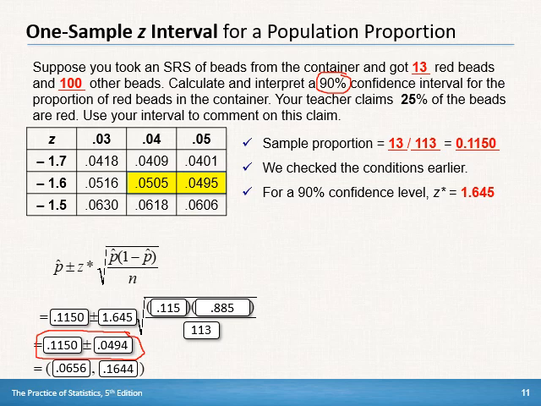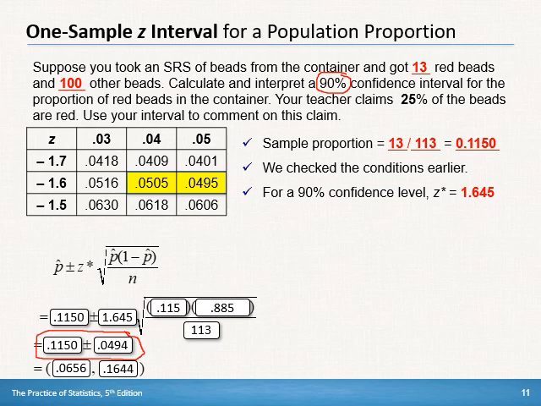So the margin of error in this case is 0.0494, but you don't want to leave your answer like that. You want to leave it as an interval, so the low end and the high end of the interval. So you want to take 0.1150 and subtract 0.0494, and that gives us the lower value of 0.0656. Then you want to take 0.1150 and add 0.0494, and that gives us the higher value on the interval of 0.1644. All right, so you don't want to leave it as a plus or minus. You want to actually give us the low and the high bound on the confidence interval.